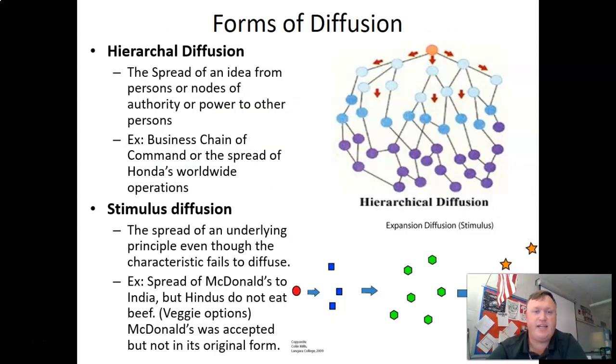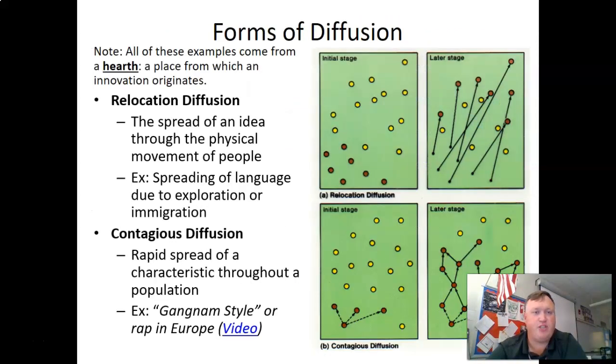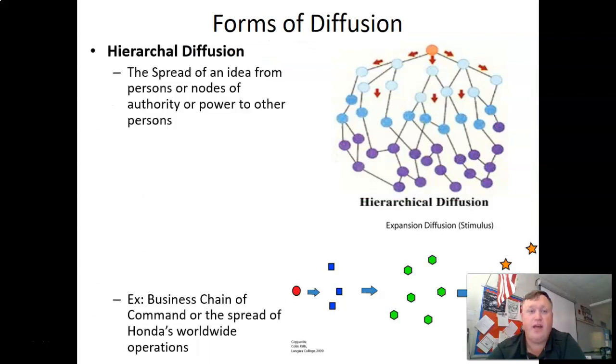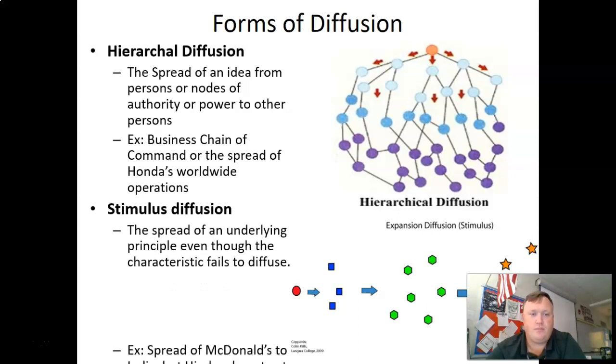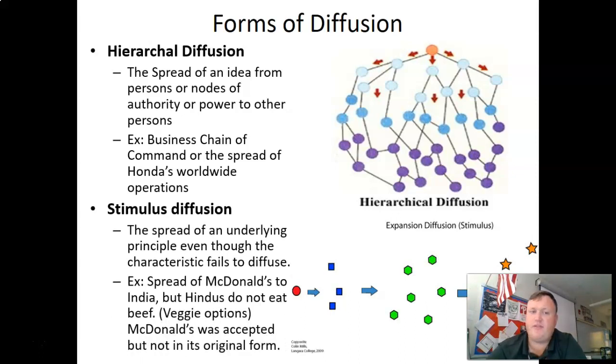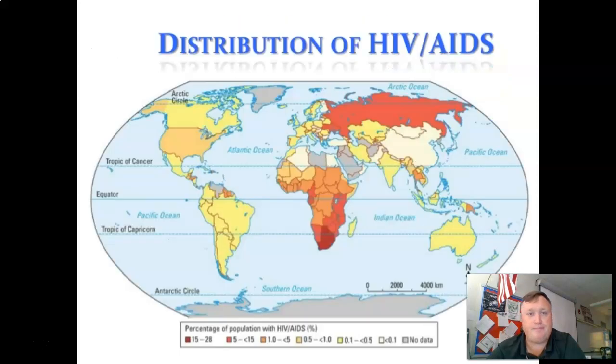So you're not really going to see contagious diffusion as you see it in normal diseases. AIDS is a different kind of disease. It could be spread through relocation, people moving to an area. It could be passed through hierarchical diffusion because it starts in an area and spreads out from that, from an authority or node of power or persons. I doubt it's stimulus diffusion because you're not changing it. It's still the same disease no matter where you go. So the two that make the most sense are relocation or hierarchical, depending on how you look at it.